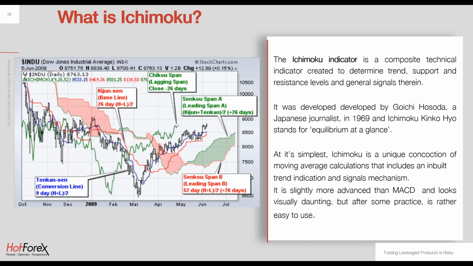So just briefly, a bit of history and background. It was developed by Koichi Hosoda, a Japanese journalist, back in 1969, and it has been used by traders and investors ever since for identifying the direction of market trends. It's a unique concoction of moving average calculations that includes trend indication, and it also works as a signal mechanism.